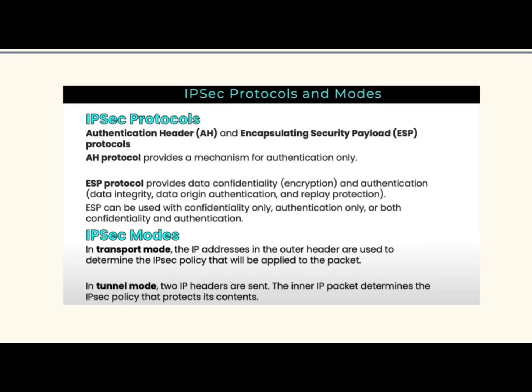In this session, we will discuss IPsec protocols and modes. First is Authentication Header. The purpose of Authentication Header, AH, is to provide authentication only. It verifies the sender's identity and ensures that the data has not been altered. So that means it is used only for authentication purposes. It does not encrypt the data, so the contents are still visible. So the main purpose is authentication.